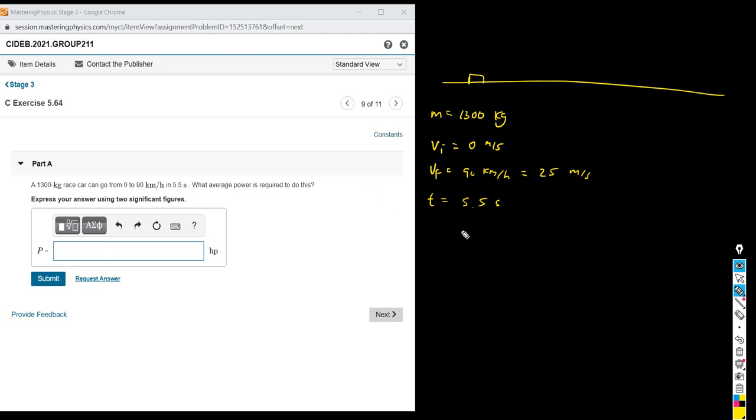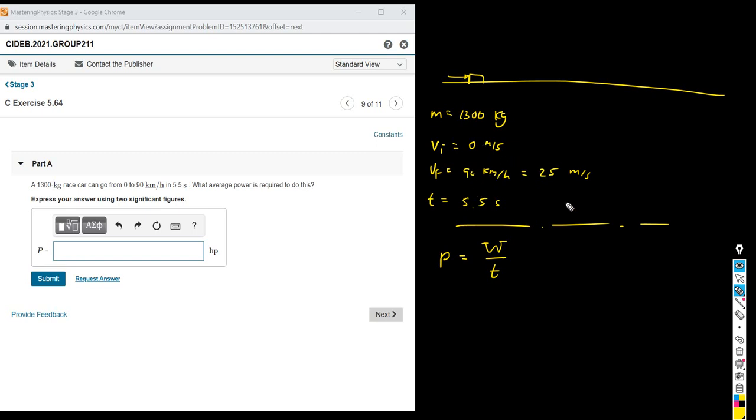So what is the definition of power? It is work over the amount of time in which this work is done on a certain particle. Okay, so do I have the time already? Yes, it's 5.5 seconds. So all I need is the amount of work that needs to be done on this car in order to make it go from this much velocity to this much velocity.